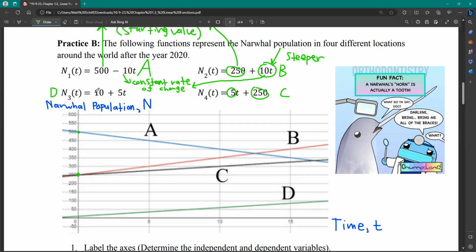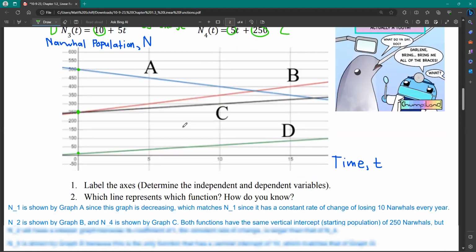It's got a vertical intercept of 10, and so does the graph. It has the same constant rate of change as graph C, but a different vertical intercept. So you can manipulate the parameters of each function. If you change the constant, that moves the graph up and down, but it does not affect the steepness. The coefficient of the variable will affect the steepness of the graph because that's the rate at which the graph is changing with respect to t.